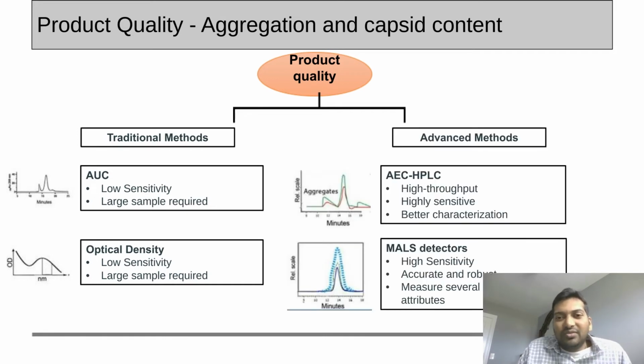For the more advanced methods, product quality has become more important, as you're looking at the final product that goes into a preclinical or clinical study, so people have put more effort into understanding product quality here. The advanced method people have started to apply is anion exchange chromatography with HPLC, which gives you very specific sorting of the sample, high throughput, high sensitivity, and better characterization.